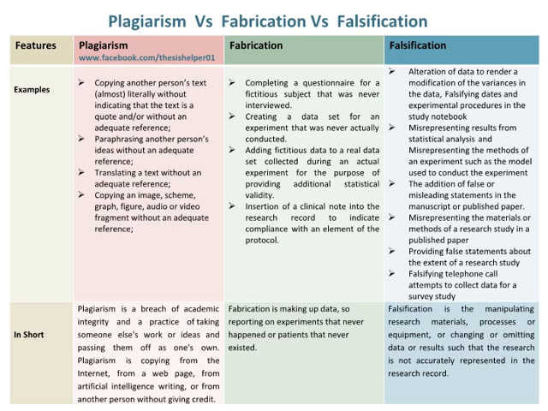In short, plagiarism is a breach of academic integrity and a practice of taking someone else's work or ideas and passing them off as one's own. Plagiarism is copying from the internet, from a web page, from artificial intelligence writing, or from another person without giving credit, whereas fabrication is making up data, so reporting on experiments that never happened or patients that never existed. Whereas falsification is manipulating research materials, processes or equipment, or changing or omitting data or results such that the research is not accurately represented in the research record.